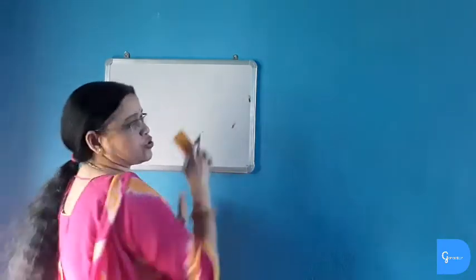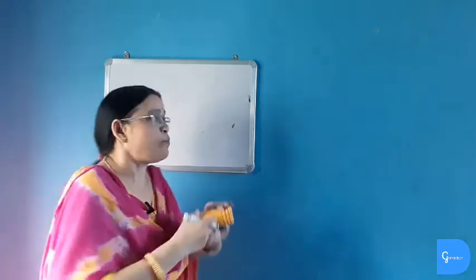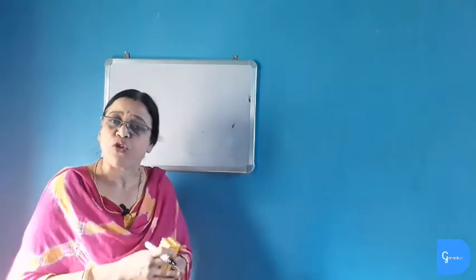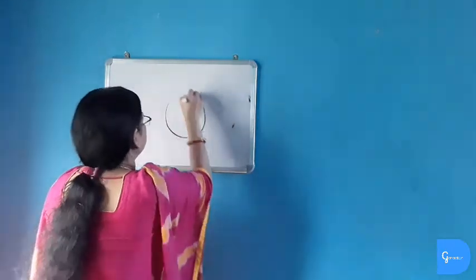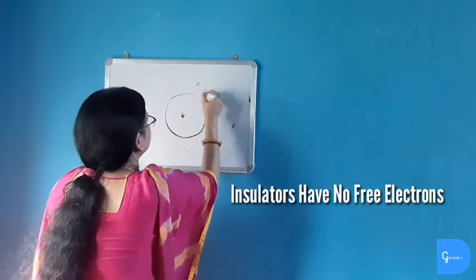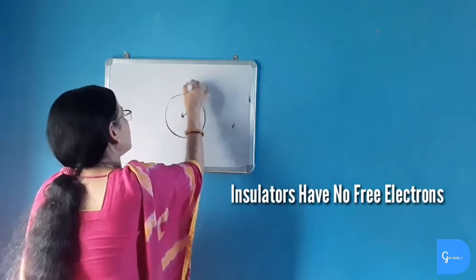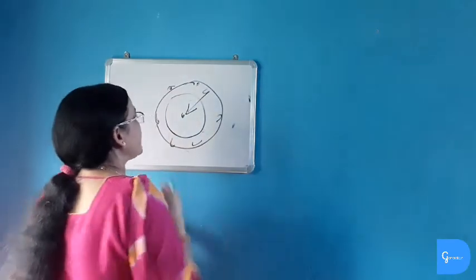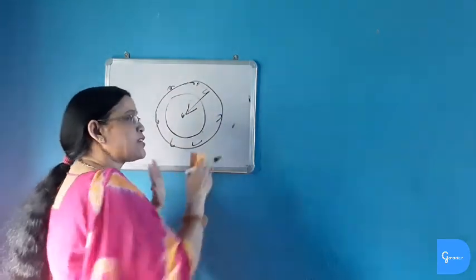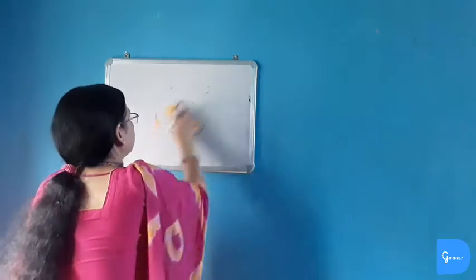There are no free electrons. As there are no free electrons, electric current cannot flow in insulators. And there are no free electrons because the electrons are tightly bound with the atomic nucleus in insulators, so free electrons are not available in an insulator, and hence electricity cannot flow in insulators.